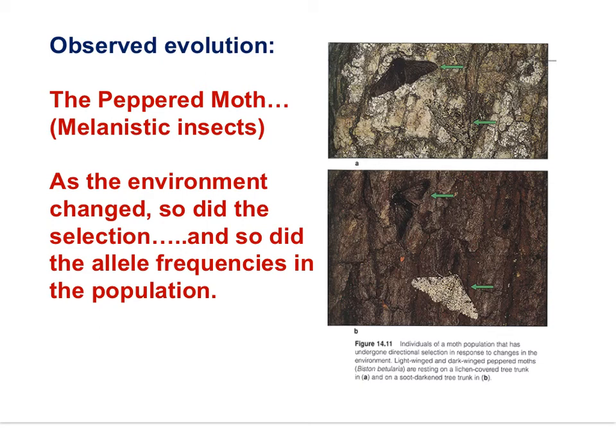With industrialization, the environment changed, causing the bark to be darker in color. The melanistic forms were favored and they increased in frequency. A change in the frequency of the dark form over time in peppered moths is an example of observed evolution.